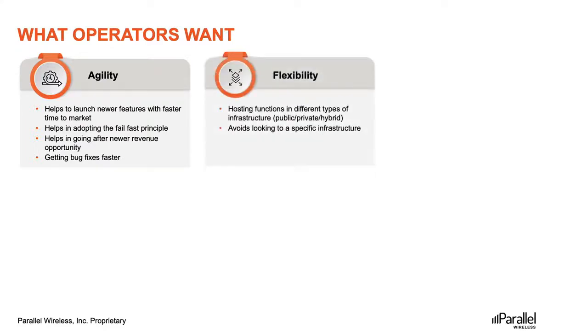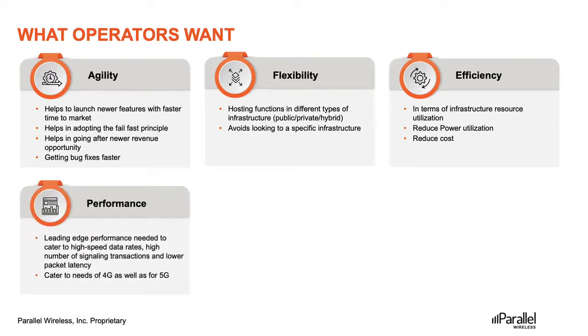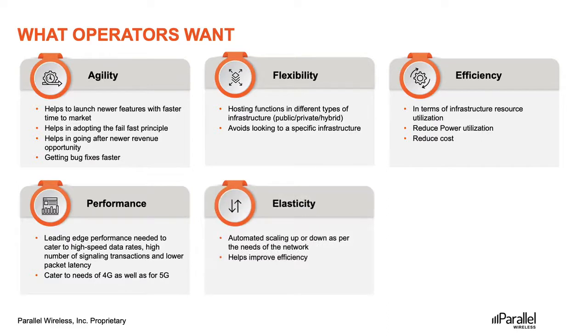Operators need flexibility in terms of hosting the functions in different types of infrastructure like public cloud, private cloud, or hybrid cloud. Operators need an efficient solution that can make optimal utilization of resources and reduce power consumption. This will help in significantly reducing the cost. Performance is also an important factor in order to cater to the current use case needs as well as the future upcoming use cases. Elasticity in terms of scaling up or down as per the needs of the network and thus make efficient utilization of resources.